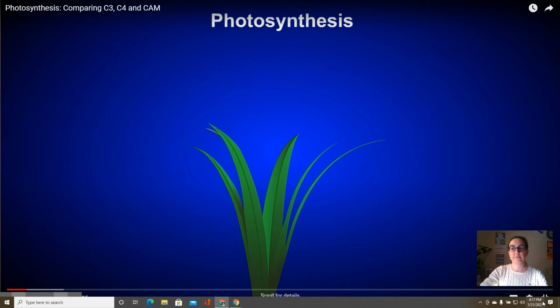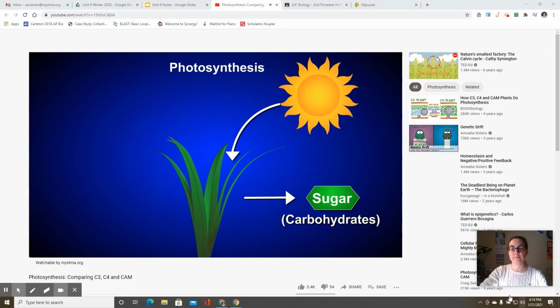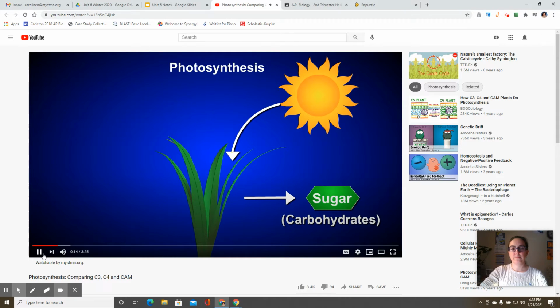Photosynthesis is the process by which plants capture the energy of the sun to make carbohydrates. But there are minor variations in how plants do this.